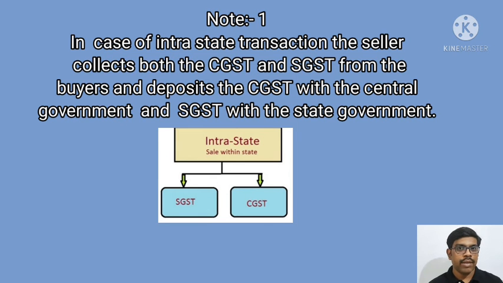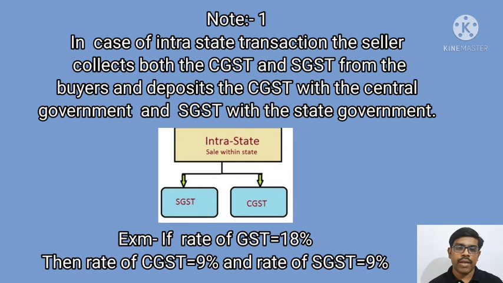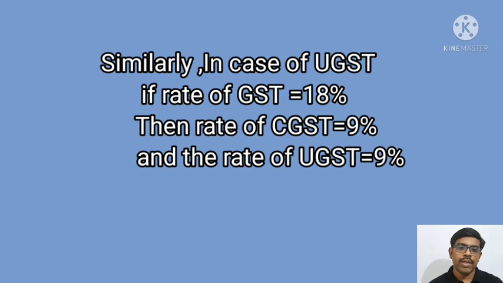Now, I will give you an example. If the rate of GST is 18%, then the rate of CGST is 9% and the rate of SGST will be 9%. Similarly, in case of UGST, the seller collects both the UGST and CGST from the buyers and deposits the UGST to the Union Territory and the CGST to the central government. For example, if the GST is 18%, then the rate of UGST is 9% and the rate of CGST is 9%.